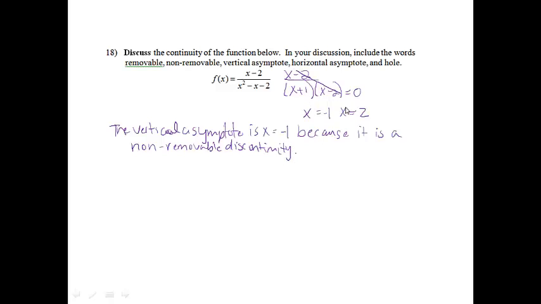Okay, the next discussion I would have is about x = 2. x = 2 would be a hole, so I'd say there is a hole at x = 2, and that would be because it is a removable discontinuity. I was able to cancel it out of the problem, so it's easily plugged.